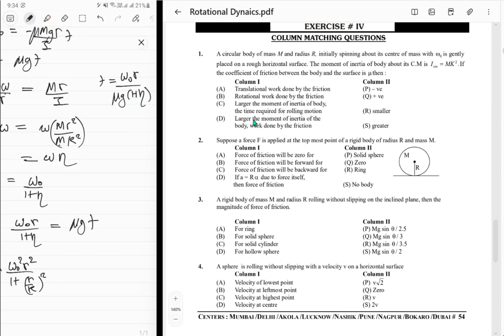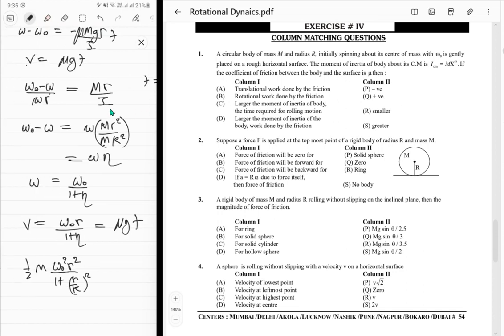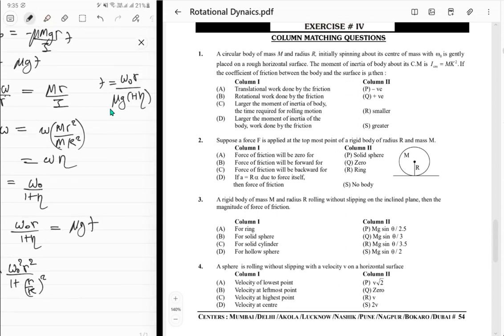So the larger, wait, oh you want to find how it's related to inertia. Okay, I get it. So our eta was just mr squared upon inertia. So the larger the inertia, your eta will be smaller, and that means your denominator will be smaller, your whole value will be larger. Yes, that should be the thing. So the larger the inertia, the larger the t value. The larger the moment of inertia of the body, the time required for rolling motion will be larger.